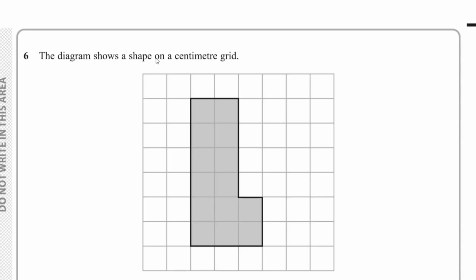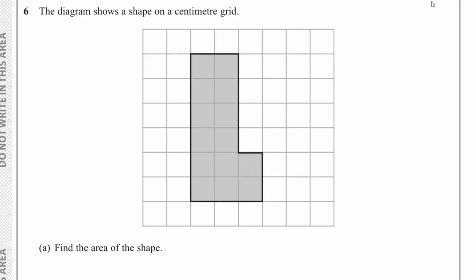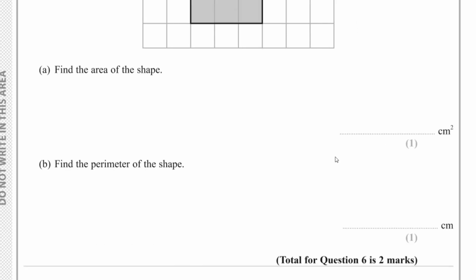Question number 6. The diagram shows a shape on a centimeter grid. We have to work out the area of the shape for part A. Let's count how many squares we've got. We've got 1, 2, 3, 4, 5, 6, 7, 8, 9, 10, 11, 12, 13, 14. So the area is 14 centimeters squared.